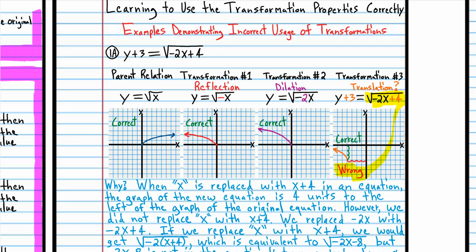Everything so far is correct. Then we're going to replace y with y plus 3. That's going to move this graph down 3 units. So we did that. That's correct. Everything we've done is correct so far. But here's where we have the problem.